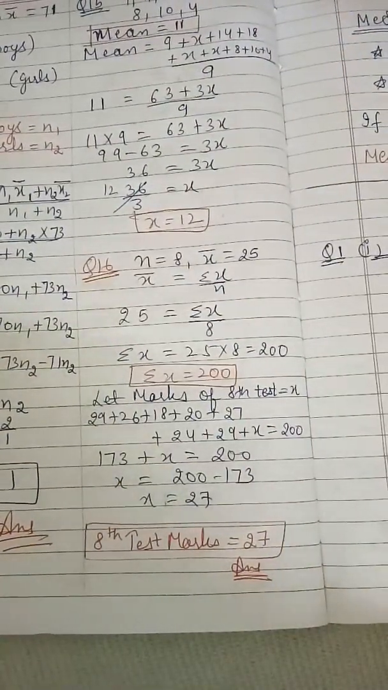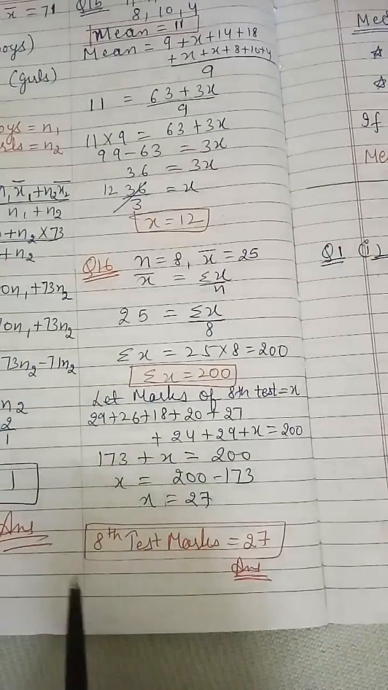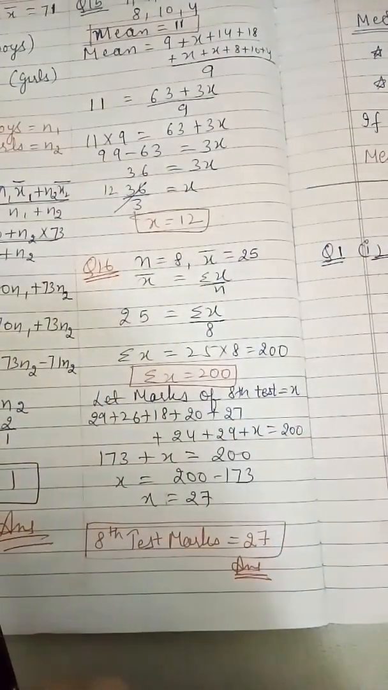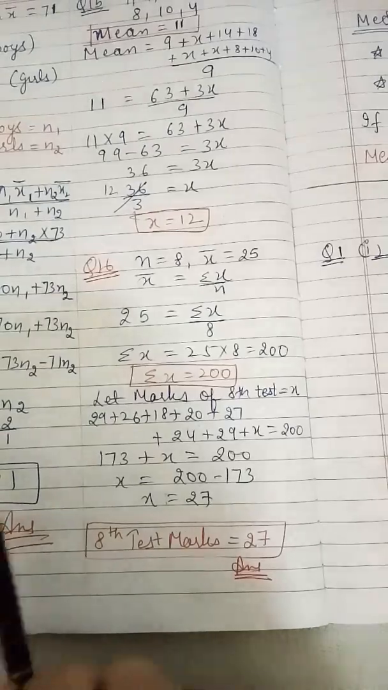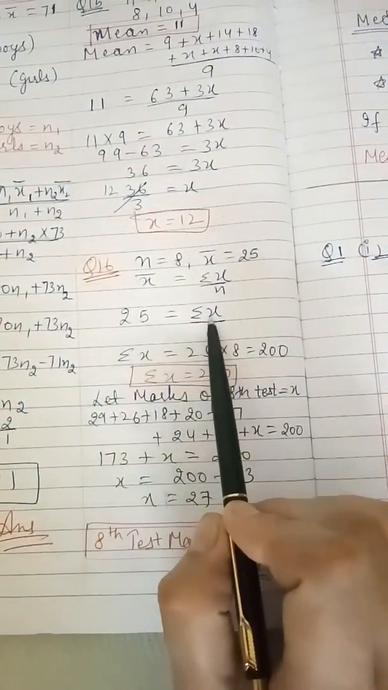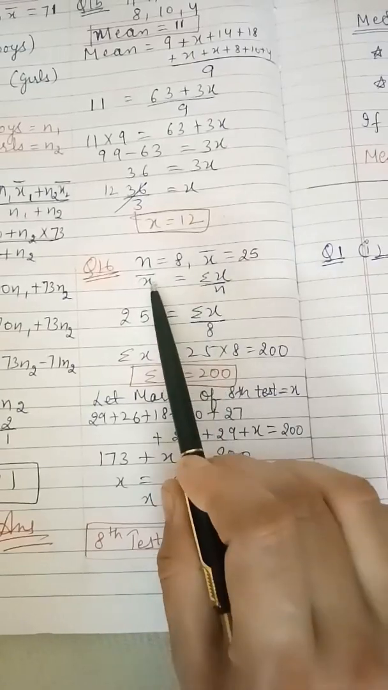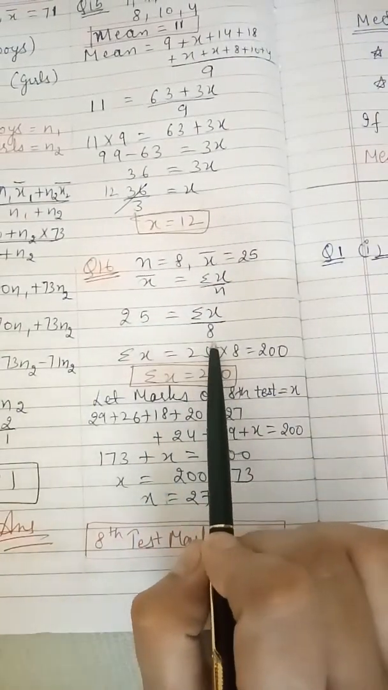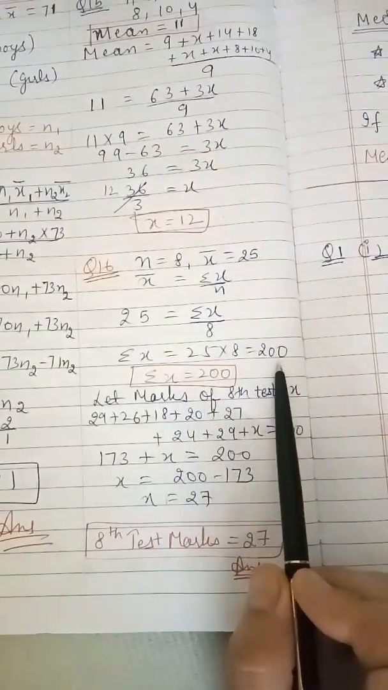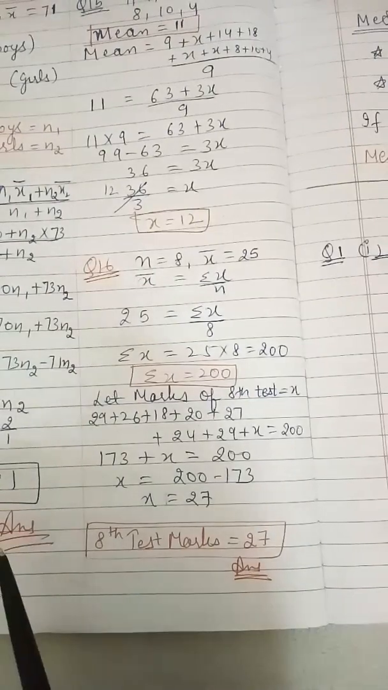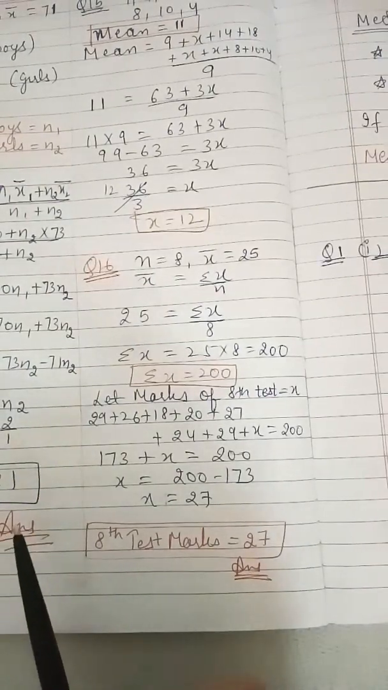Come to 16. In a series of tests, A appeared for 8 tests. So the number of tests is 8, and each test was marked out of 30, and the average is 25, meaning the mean is given as 25. So we will see what the total marks are. It is x bar equals summation x upon n, so 25 equals summation x upon 8. So what is summation x? It is 200.